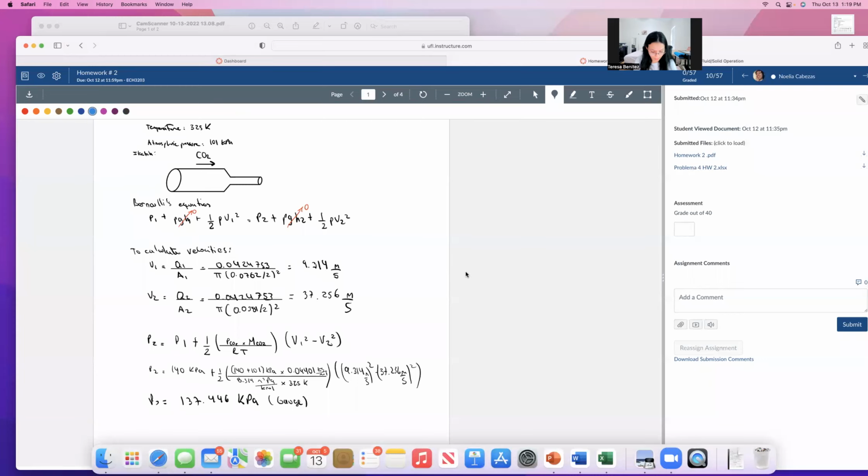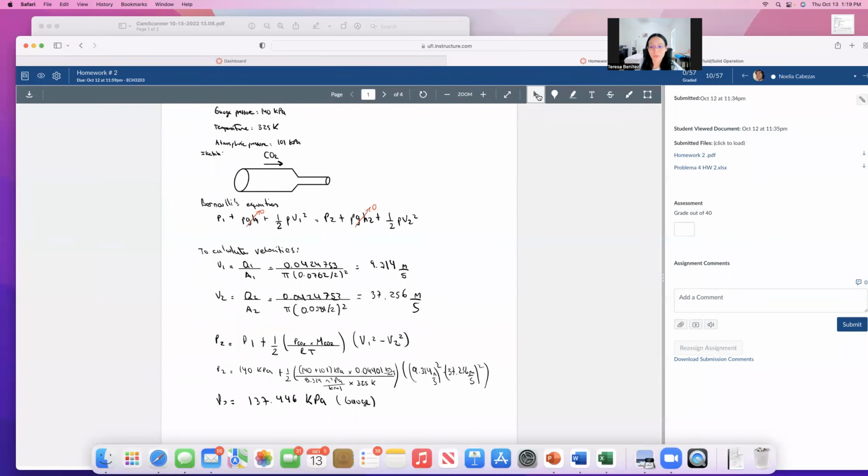Let's see. Bernoulli equation is right. Okay, so see, this is why they make it complicated. If we look at our solution, we need to find the density using the ideal gas equation of state. And I don't see that here yet, but it might be here at some point.